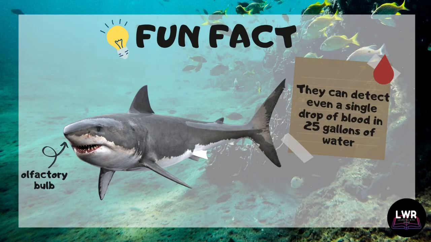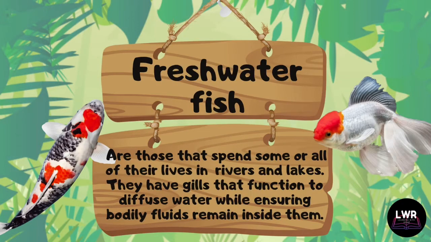Did you know that great white sharks can detect even a single drop of blood in 25 gallons of water? The National Geographic claimed that they can sense the slightest amount of raw blood even if they are 3 miles away from it. Freshwater fish are those that spend some or all of their lives in rivers and lakes. They have gills that function to diffuse water while ensuring bodily fluids remain inside them. Here are the examples of freshwater fish.